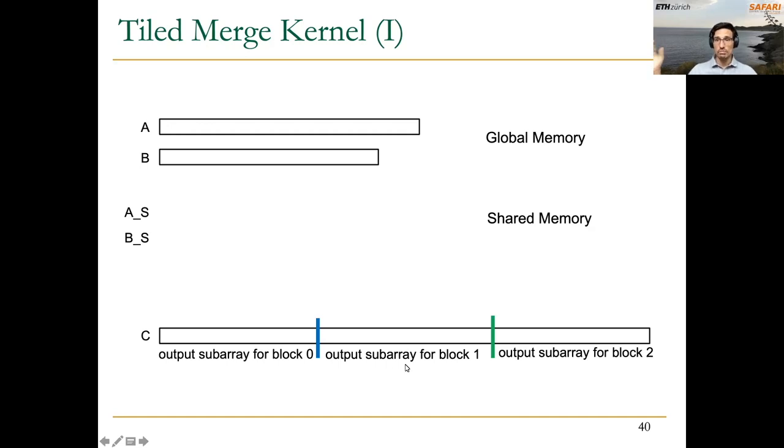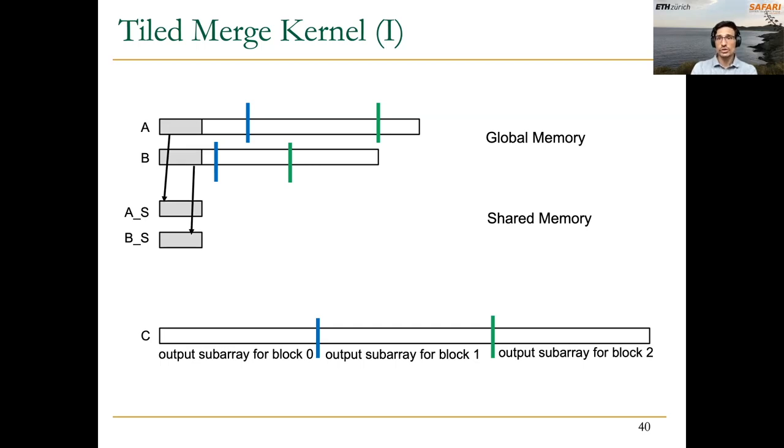What we are doing here is dividing the whole output into different sections, and each section of the output is assigned to one of the available thread blocks. In our example, we have three thread blocks, 0, 1, and 2, and this is how we split the output array C among them. After having found the ranks for these blocks, we have to find the core ranks in the arrays A and B. And then we can start copying tiles from A and B to the shared memory.